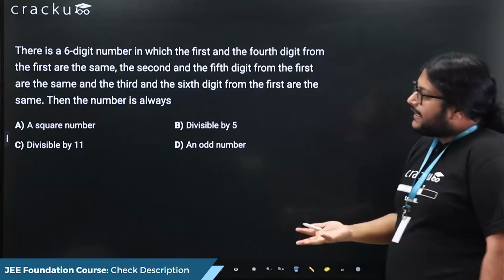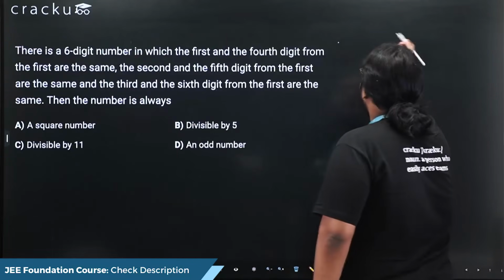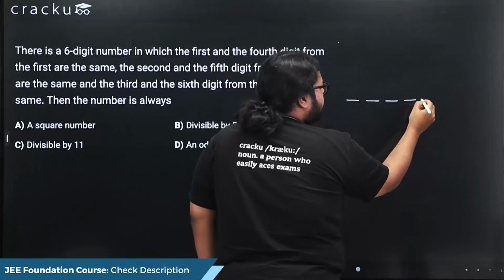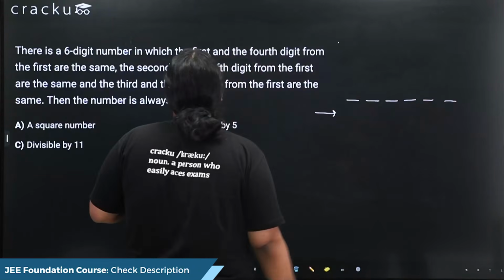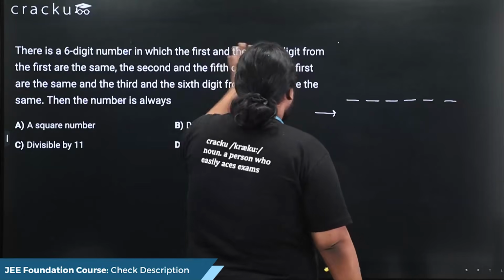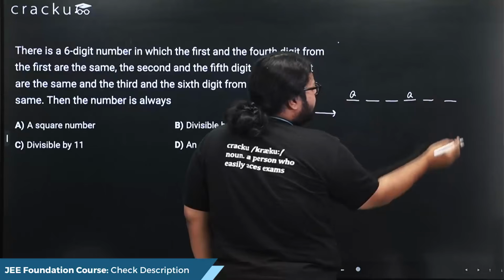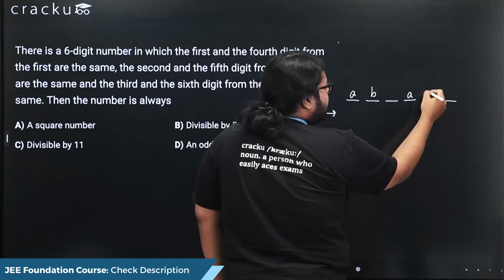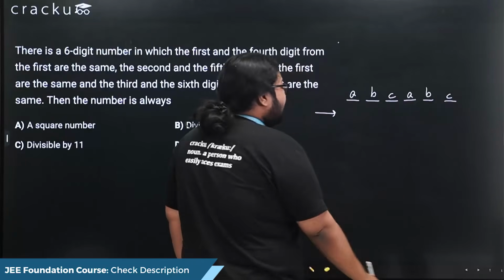Okay, so what we can take here is it's a 6-digit number, right? So we can put it something like, say, this, 6 digits. This is like the number starts from here, ends there. It says first and the fourth are the same, so we can take them to be same, right? Let's take the first and the fourth to be A. Similarly, second and the fifth are same, so let's say this is B, then this is B, and third and sixth are same, so let them be C.